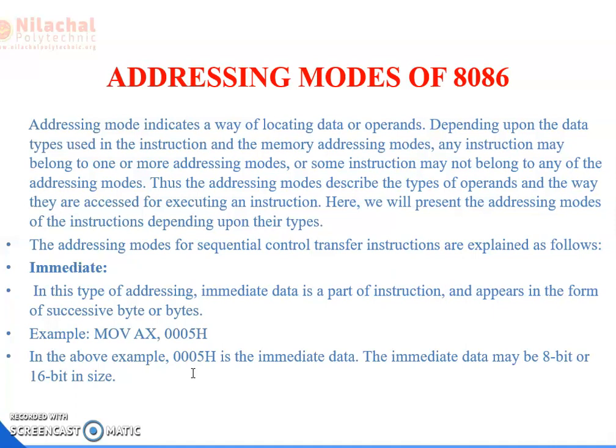So here, we will present the addressing modes of the instructions depending upon their types. The addressing modes for sequential control transfer instructions are explained as follows. So first one is immediate addressing mode. In this type of addressing, immediate data is a part of the instruction and appears in the form of successive byte or bytes. For example, MOV AX, 0005H. So in the above example, 0005H is the immediate data, and the immediate data may be 8-bit or 16-bit in size.